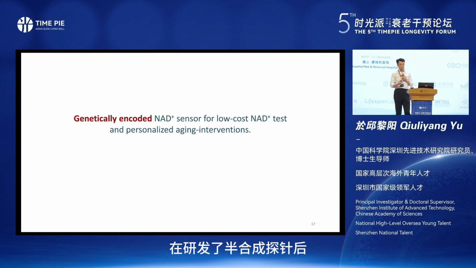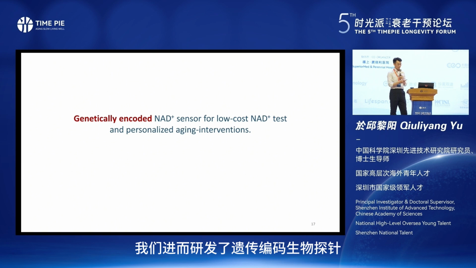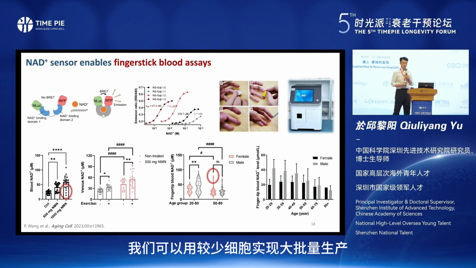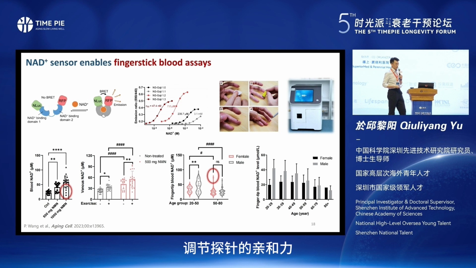After having this semi-synthetic sensor, we thought we should bring the cost down and make this sensor available to a broader audience. So we developed the genetically encoded biosensor, which greatly reduced the cost of producing such a sensor. Now the sensor is fully genetically encoded, produced by E. coli. We can produce a very large batch with a relatively small amount of cells. And we can tune its affinity from nanomolar to even millimolar concentration ranges.